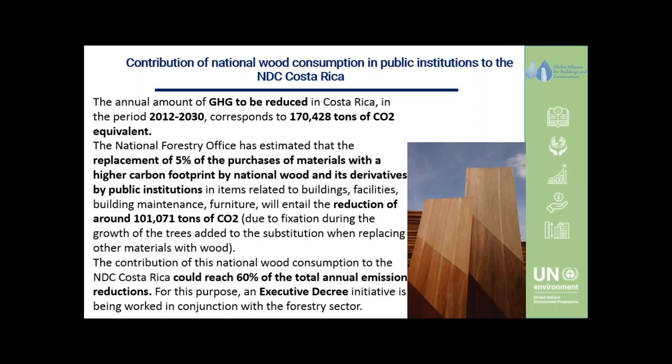So the replacement of 5% of the purchases of materials with a higher carbon footprint by national wood and its derivatives by public institutions in items related to buildings, facilities, building maintenance, furniture, will entail the reduction of around 101,000 tons of CO2. That means that Costa Rica, if we accomplish that, could reach around 60% of the total annual emission reductions. Actually, by the Environmental Day on June, we have a specific decree for sustainable constructions in institutions.